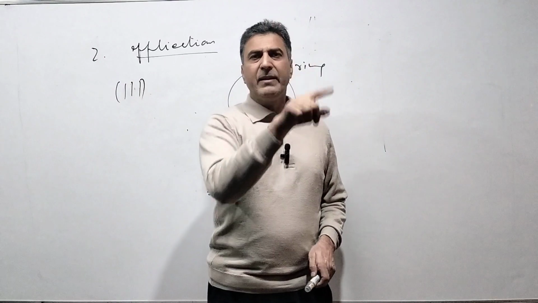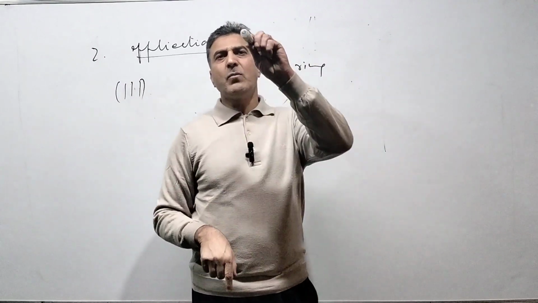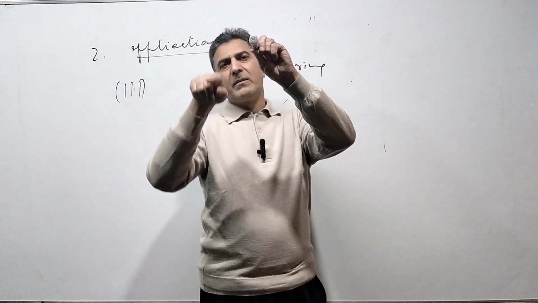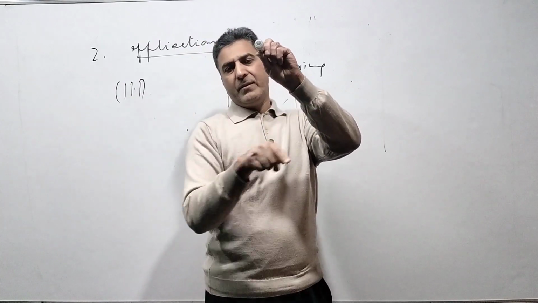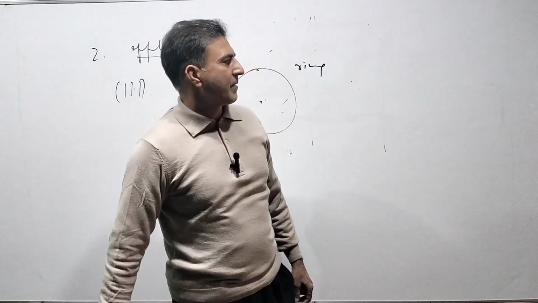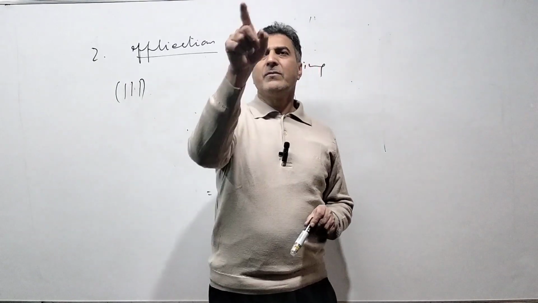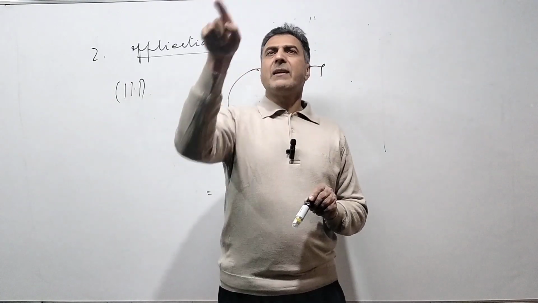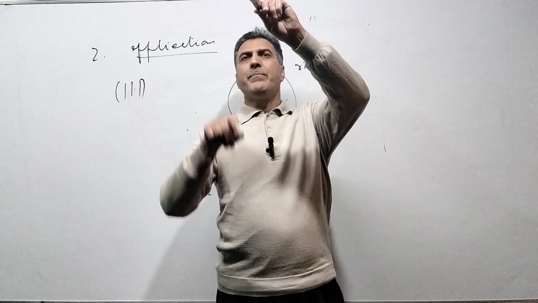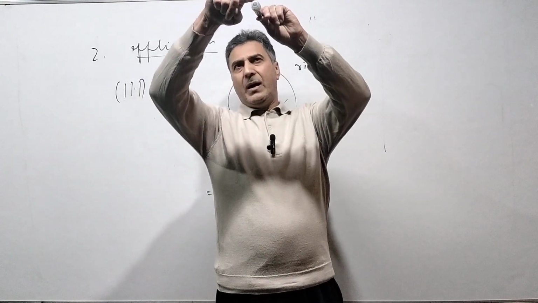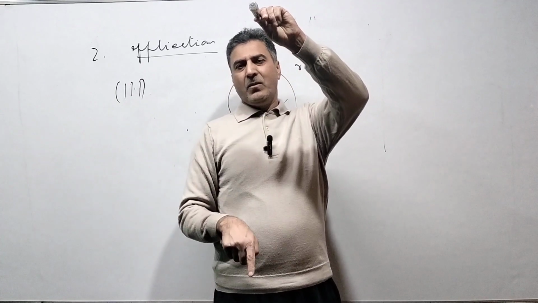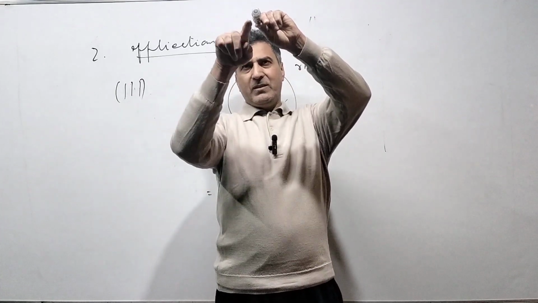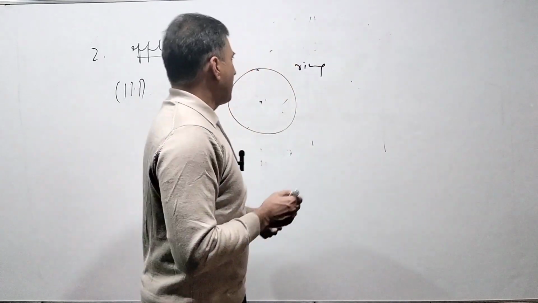Suppose the ring is like this, and I have placed this ring on a needle, so the needle touches the periphery, something like this. The ring is like this, and you have just a needle beneath the upper periphery of the ring. What is the moment of inertia of this ring about this axis?